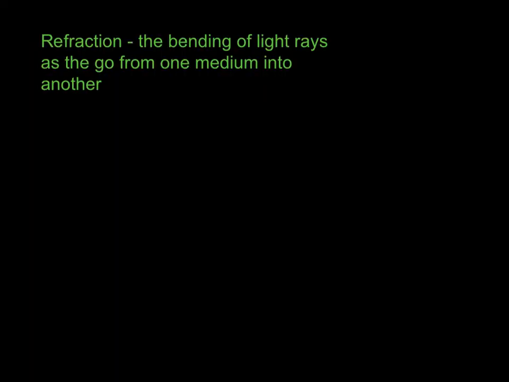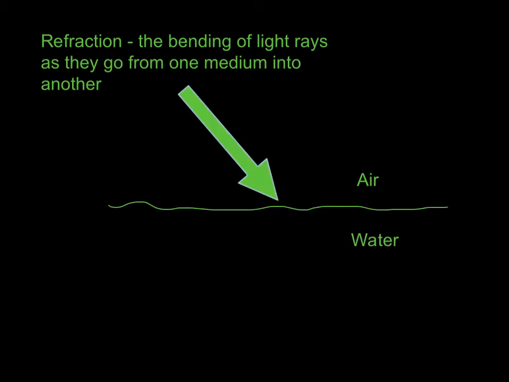So what is refraction? Refraction is the bending of light rays as they go from one medium into another. And this occurs because the light rays actually slow down. So as a light ray goes from air into water, it's going from an area where the molecules are far apart to where they're really close to each other.